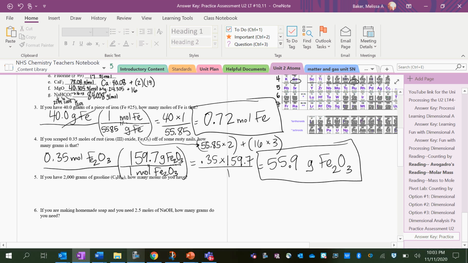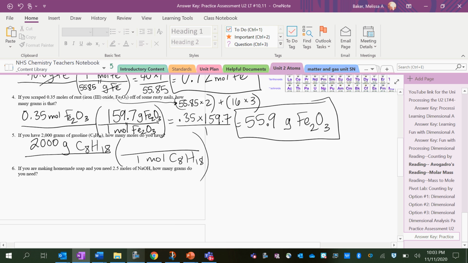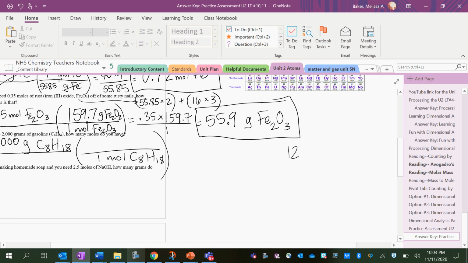All right, you've got 2,000 grams of octane, C8H18. How many moles is that? Well, we need to figure out how much 1 mole of C8H18 weighs. So let's go to the periodic table. Carbon weighs 12.01, and there's 8 carbons, plus hydrogen weighs 1.008, and there are 18 of them. So let's see.